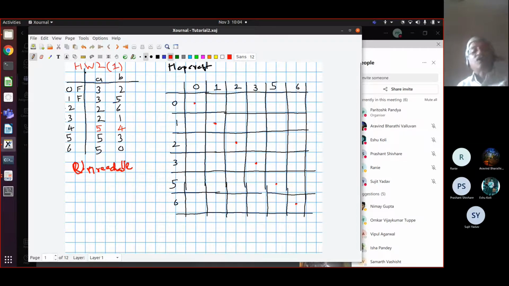So you keep growing your set of reachable states. From 0, the initial state, I can reach 3 and 2. From 3, I can reach 2 and 1, so 1 also comes in. 3 was already there. From 2, I can reach 2 and 6, so 6 comes in. From 6, I can reach 5 and 0. 0 is already there. From 5, I can reach 5 and 3, which is already there. So now I can't add anything more. So state 4, which was there in the table, is an unreachable state. There is no string on which I can ever reach 4 from the initial state.